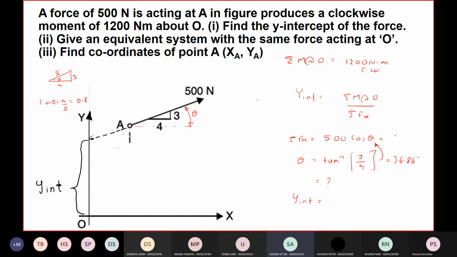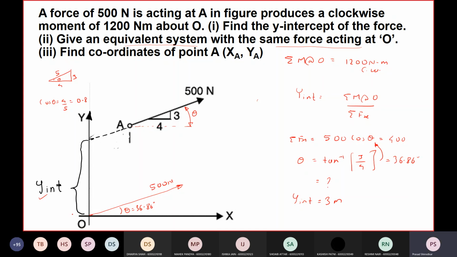Summation Fx is equal to 400. 400, and y-intercept is 3. 3. All right. So this is the y-intercept. So we have got the y-intercept. Now the second thing is you have to give the equivalent system with the same force acting at O. Okay. So equivalent system will be simply a 500 Newton force which will be constructed parallel to the original force, and this angle will be same, this theta, that is equal to 36.86 degrees. All right, and in addition to that, there is also a moment which is acting in the clockwise direction.